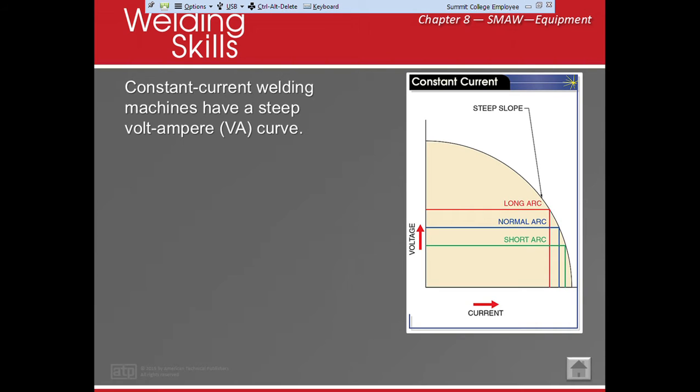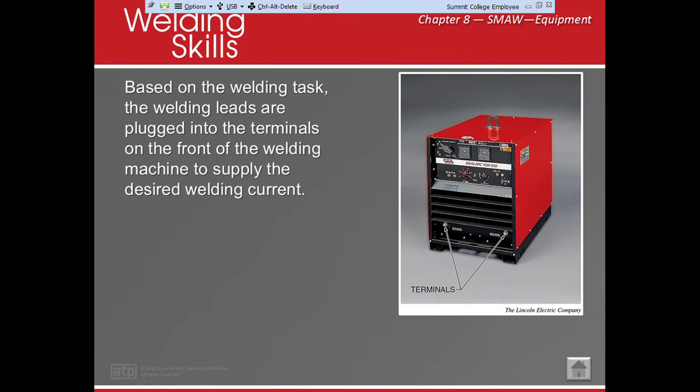Okay? Constant current machines have a steep volt-amp curve. We know a constant current machine allows us to do, let's say, when we have a longer arc, it affects our voltage and our current when it's too long or too short. Okay? So that's why it becomes so steep, and it being so steep, we have issues. Okay? All right, we understand that we also need to plug into the positive or negative part of the terminal.